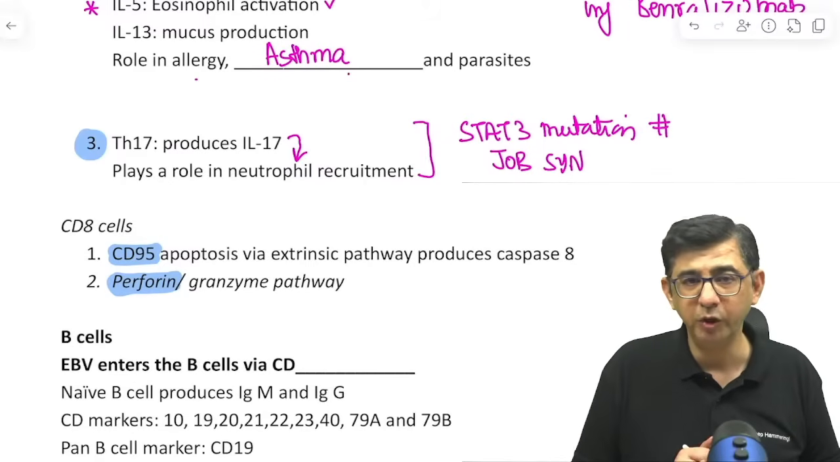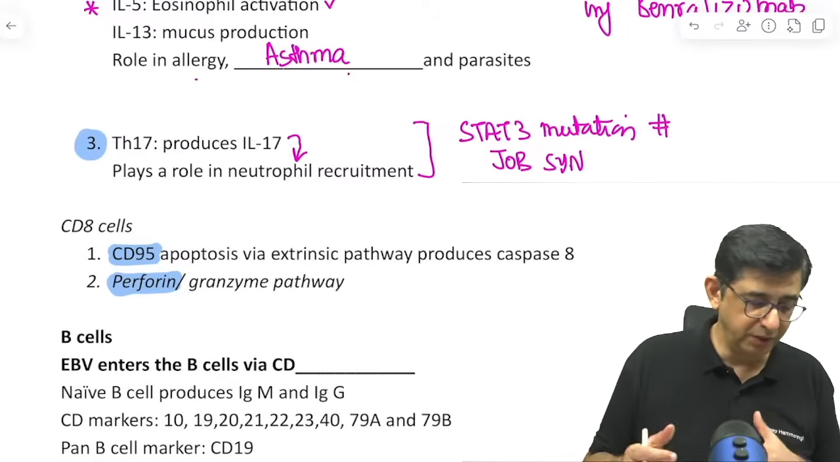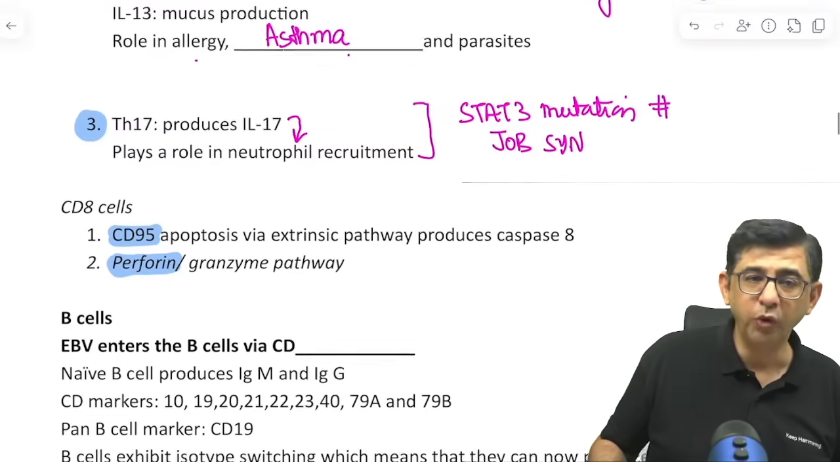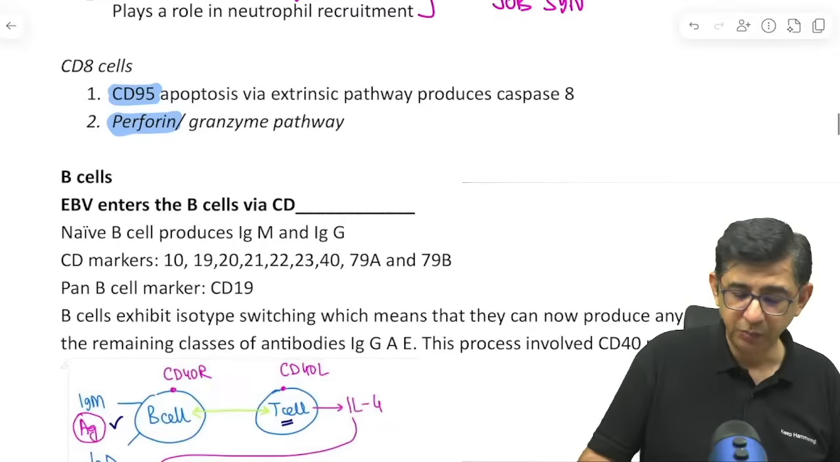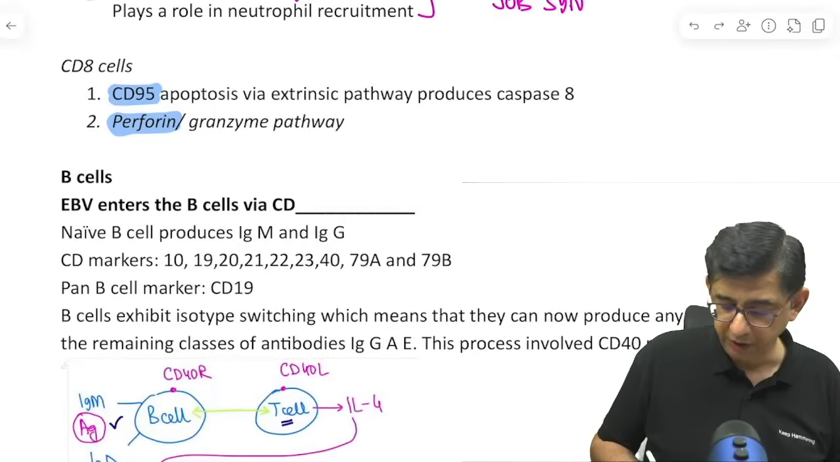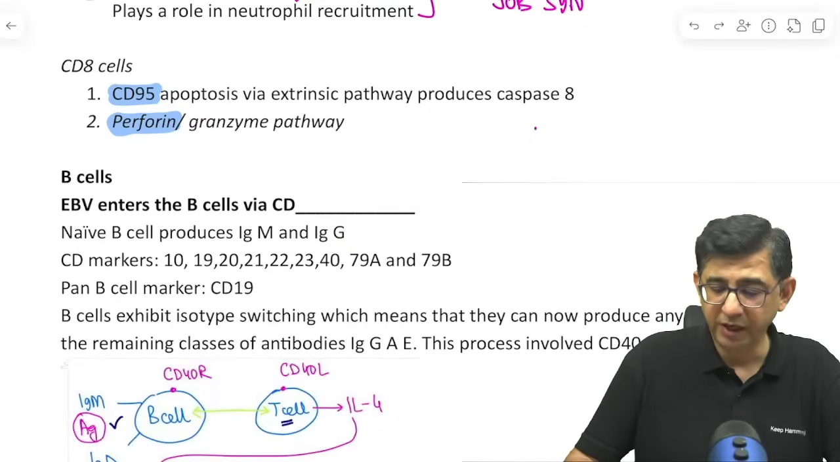Killer cell will be able to do its job. Once you've got the baseline information, now comes more details for B cells. For B cells, the virus is Epstein-Barr virus. Like you are aware, Epstein-Barr virus is responsible for causing multiple cancers.